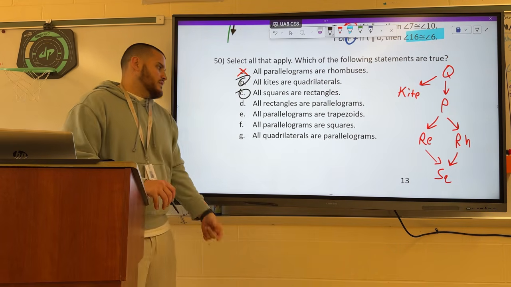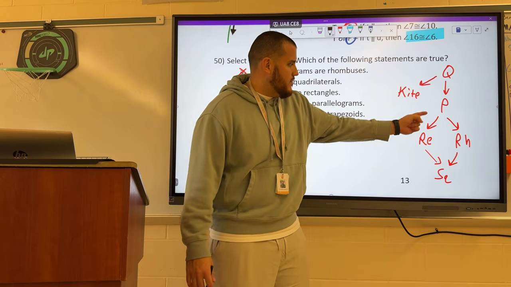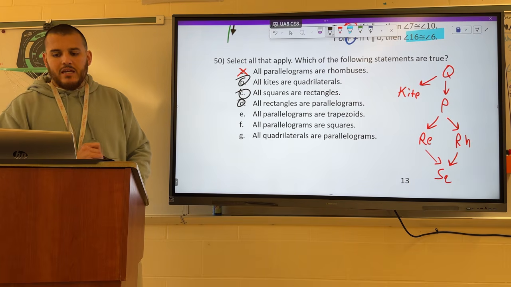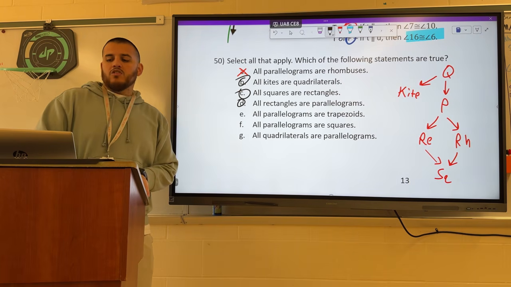So next says all rectangles are rhombuses. Yeah, all the rectangles are below. Rectangle is a special type of parallelogram. So that's absolutely true. Next, all parallelograms are trapezoids.